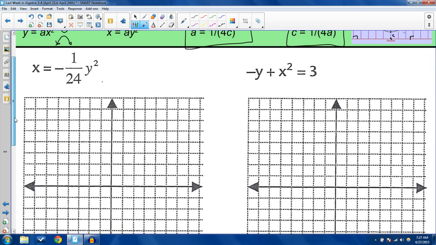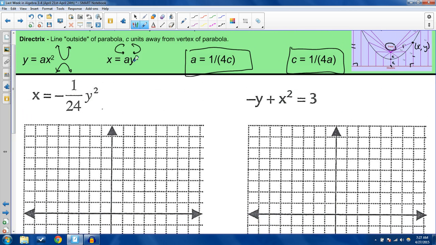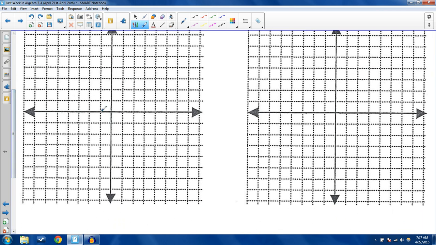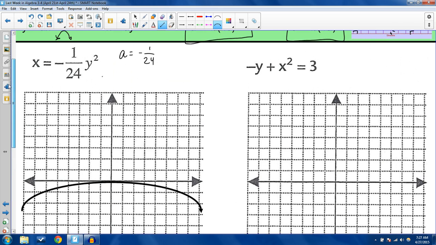Okay, x equals negative 1/24 y squared. This is an example of this kind of equation right here. So our stretch factor is negative 1 over 24. I am not going to spend a lot of time doing the actual graph of how that should look. Maybe the parabola looks like that, right? Maybe there's negative 1 over 24, or maybe not. But the point is, it is at the origin.